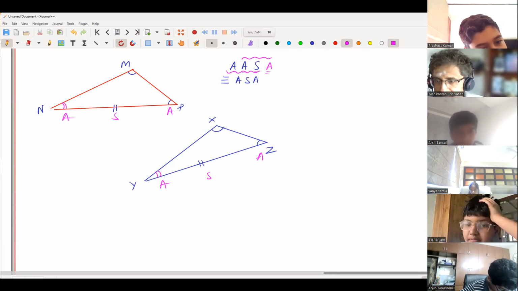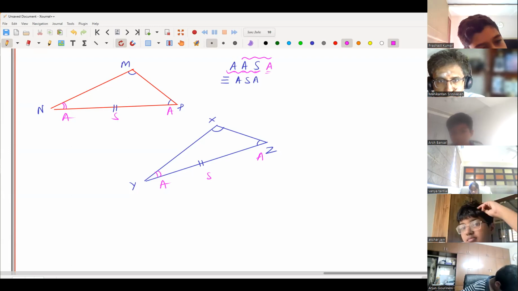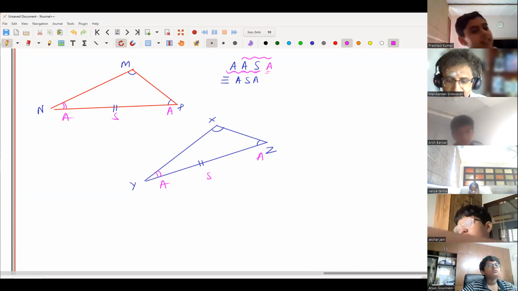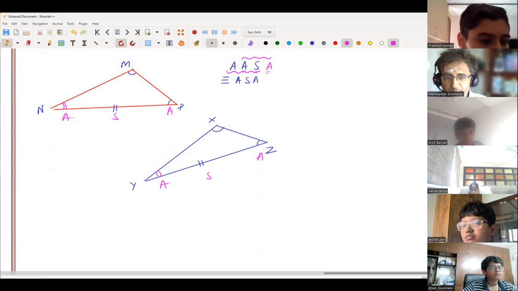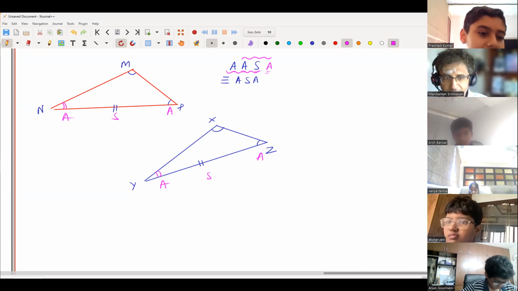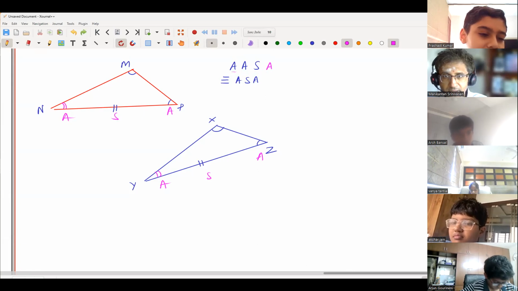So how did NP and YZ become equal? Like through what congruency did you derive that? No. Suppose I gave that information that NP and YZ are equal. Okay, so, right? So I gave angle M and angle N are equal. Okay, so let's see whether I can erase multiple steps here.